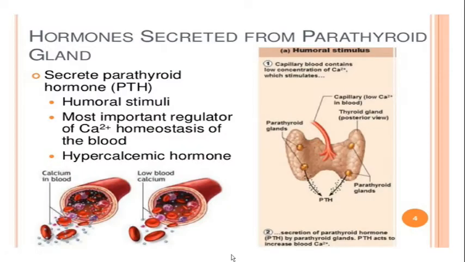Basically, this is a very beautiful diagram, and I want to highlight it. You have this parathyroid gland, and then the capillaries going into the thyroid gland and innervating the parathyroid glands too, and where there is low calcium in the blood, it works as a regulator for calcium homeostasis, and the function of PTH is to increase the calcium level in the blood.